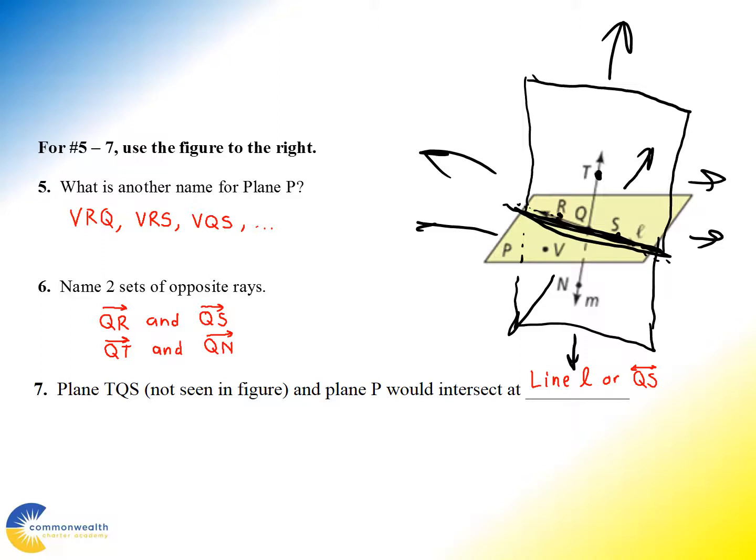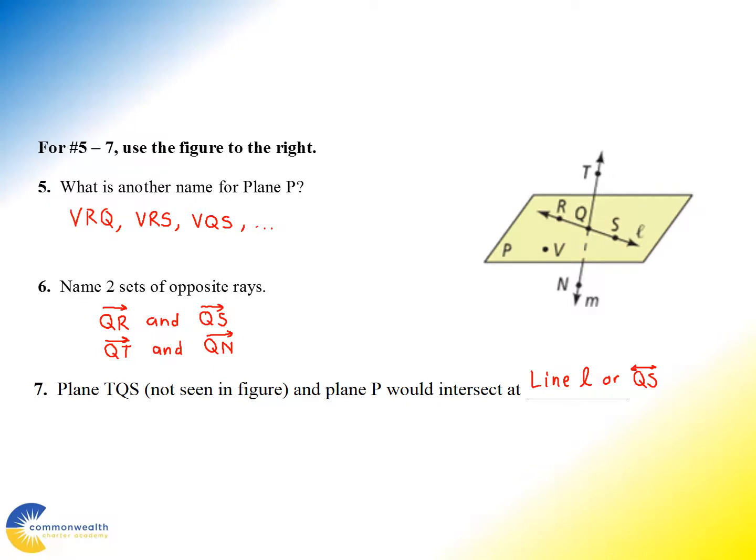So there's different names I could give that line. It could be line L, as we see it's labeled here. If I get rid of some of those markings, line L. I could say I call it QS. As long as I'm naming two points that are on the line, it doesn't matter which order they're in because it's a line, because it has no endpoints. I'm good.